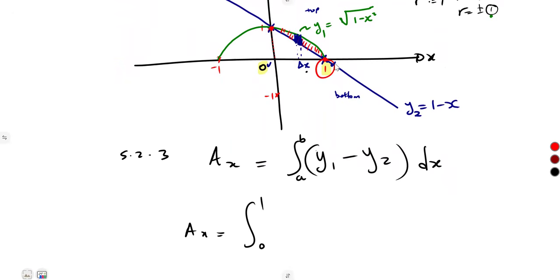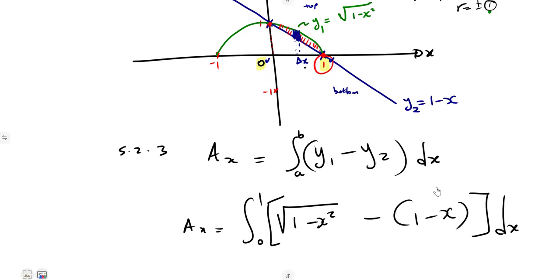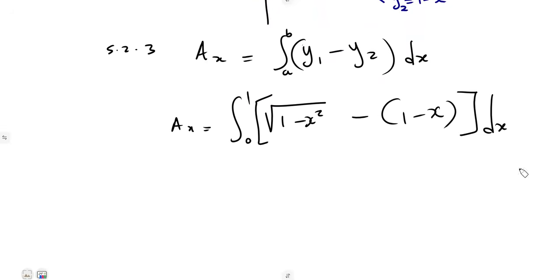These are the limits. Y1, this is the semicircle, the square root of 1 minus x squared. Minus y2, that's 1 minus x. All right, so we are going to integrate this with respect to x. Let us just try to simplify first before integrating.